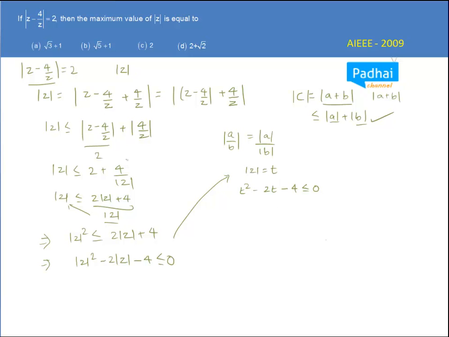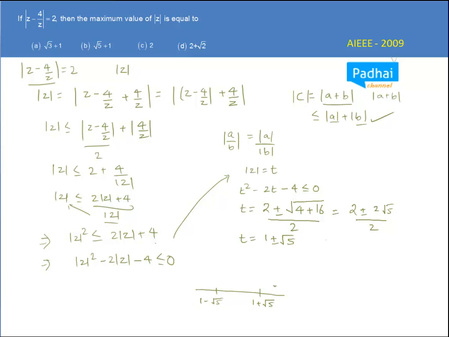Now we just need to solve this quadratic equation. Let's find the roots first. t equals 2 plus minus the square root of b square minus 4ac, where b is 2, so 4 plus 16, all divided by 2. This comes out to be 2 plus minus root 20, and root 20 is basically 2 root 5. So 2 root 5 by 2 means t equals 1 plus minus root 5. If we draw this on a number line, this will be 1 minus root 5 and this will be 1 plus root 5.